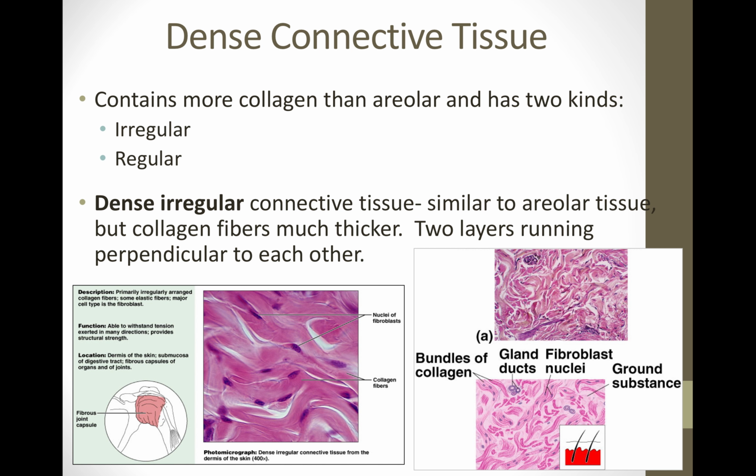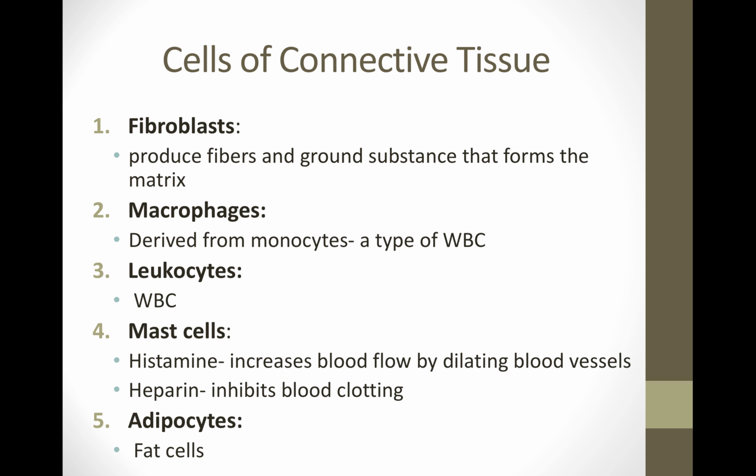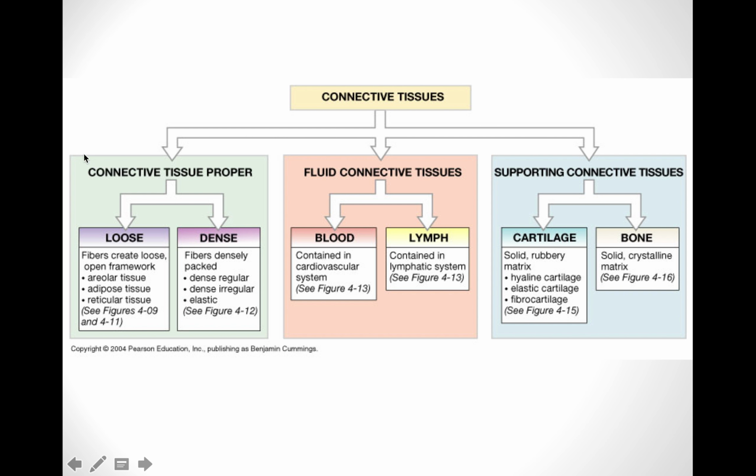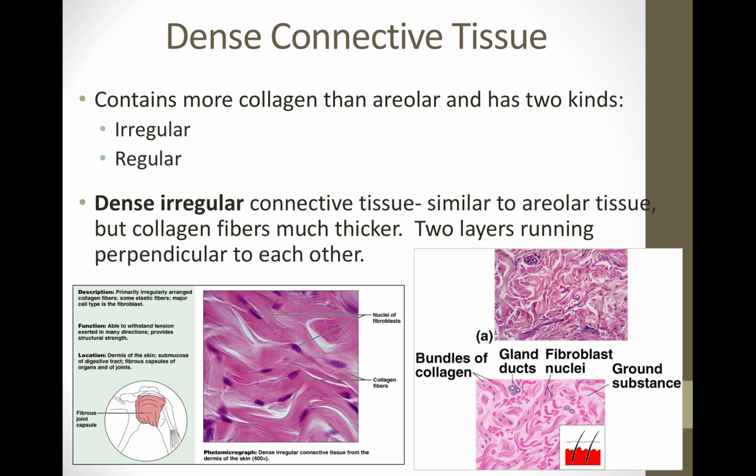Now, as we mentioned, the proper connective tissue, let me go back for one second. Proper connective tissue had loose, which we described as areolar, adipose, and reticular. And now we have dense, which is categorized into dense regular and dense irregular. You can ignore the word elastic. So what is dense regular and irregular?